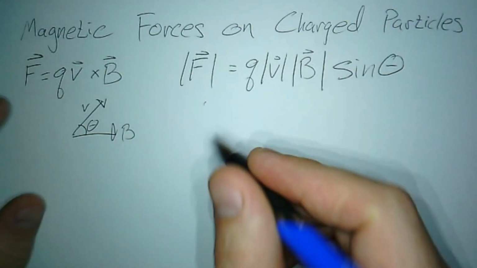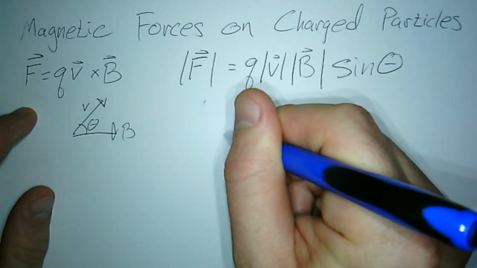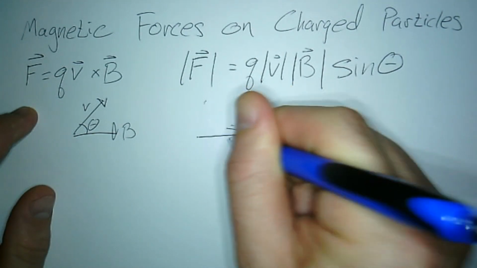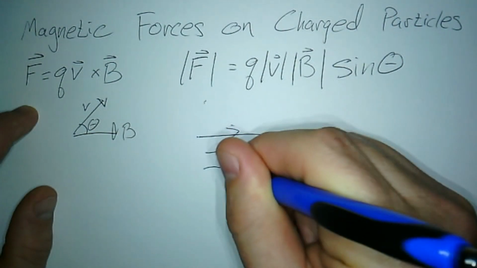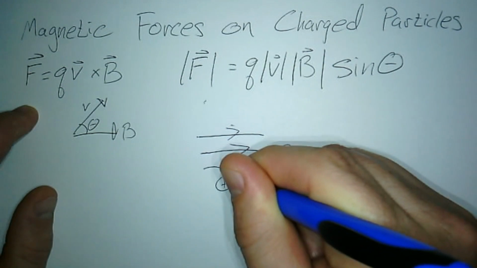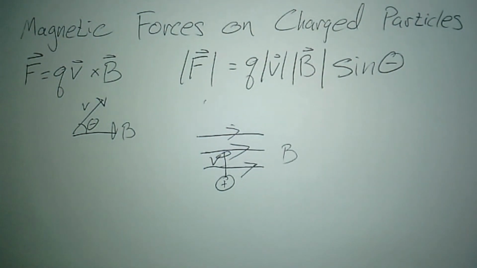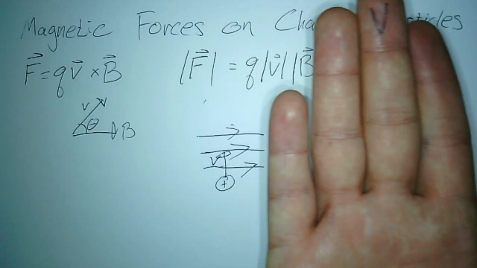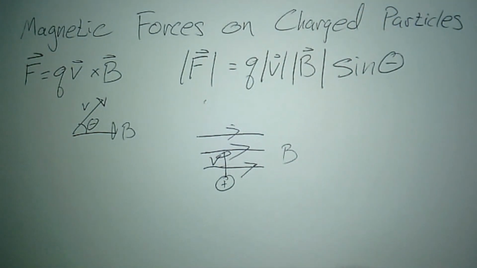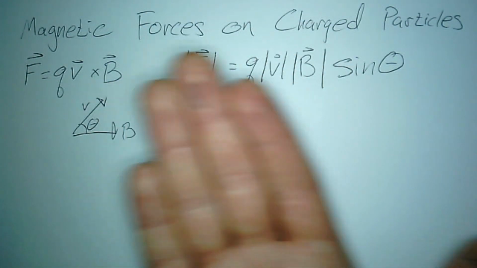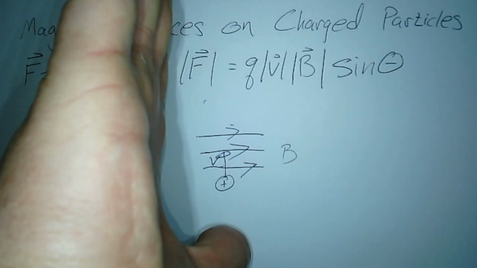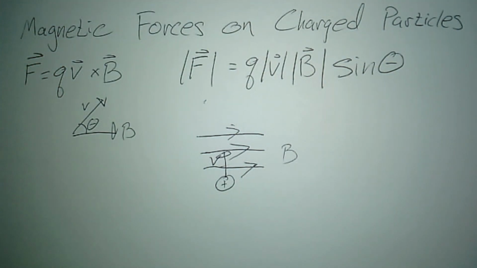So let's say my magnetic field is going this way. So that's your magnetic field. And you have a charged particle, let's say a proton, going that way. Well, I'm going to take my palm and point it in the direction of the magnetic field, so that's going to be to the right. I'm going to take my fingers and point them in the direction of the velocity, like this. And my thumb is going to point in the direction of the force. So the force here is going to be into the page. So that's how I knew it was on this one too.